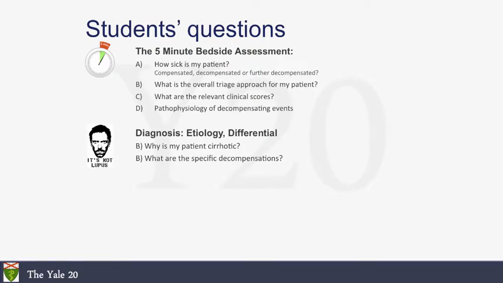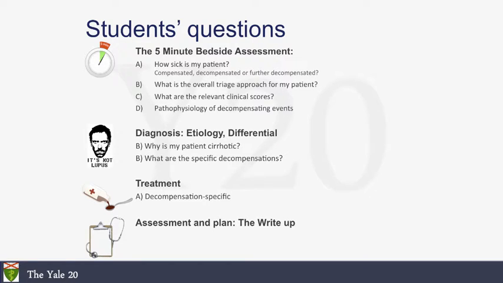Next, diagnosis. It's important to think of the etiology, and specifically for cirrhosis, how can you manage or diagnose specific decompensations? Treatment, you're targeting each decompensation. And finally, assessment and plan. How do you write it all up so that you can comprehensively communicate to your colleagues through the electronic medical record, as well as have a presentation that is succinct, contains all the relevant clinical information for cirrhosis.